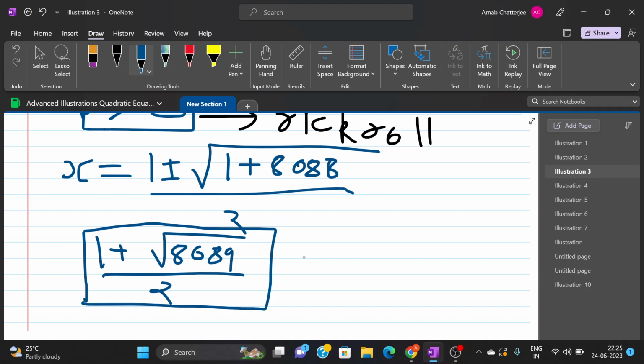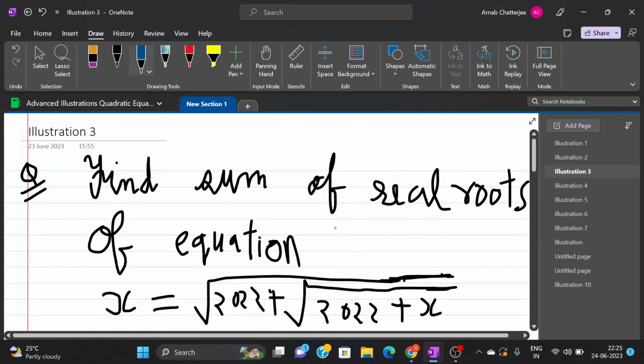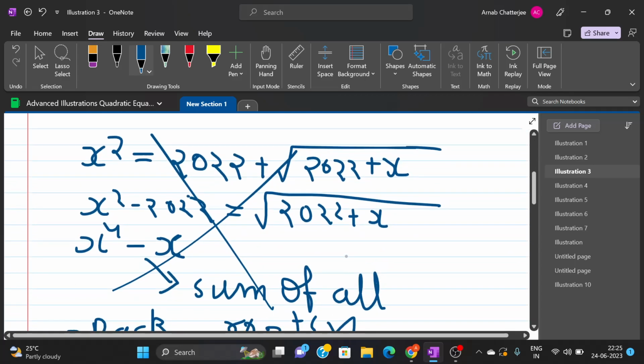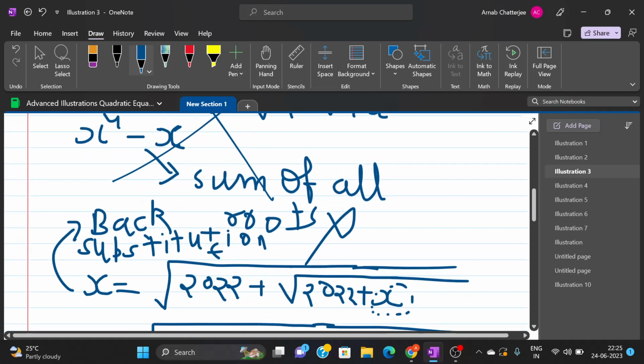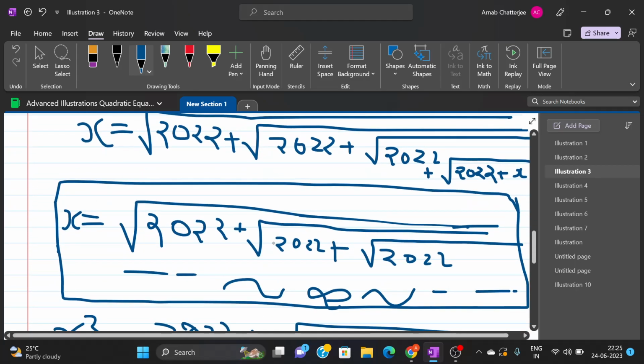So this was a good problem, a conceptual one. Again, a new technique involved, back substitution. So I hope you have understood this problem. We'll move now to the next one.